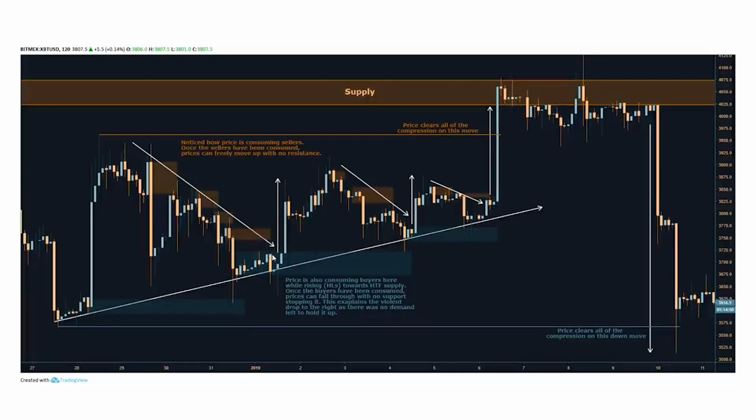There's no more supply. So what does price do? It's able to shoot up and break through this compression. You can see it kind of paused right here and went higher, but basically took out this whole compression zone right here because there was no supply. I wrote down, notice how price is consuming sellers. Once the sellers have been consumed, price can freely move up with no resistance.